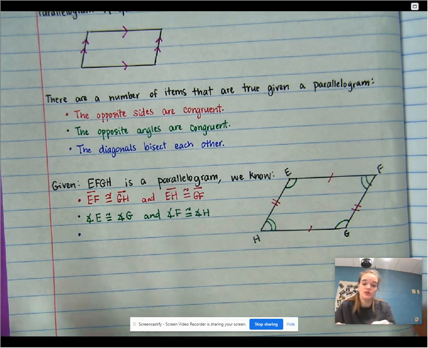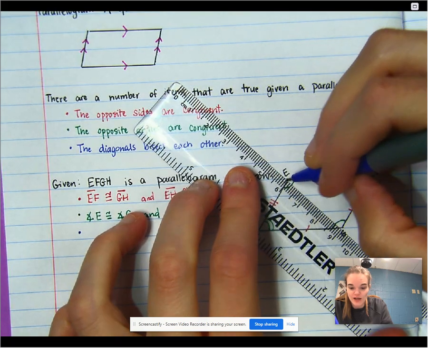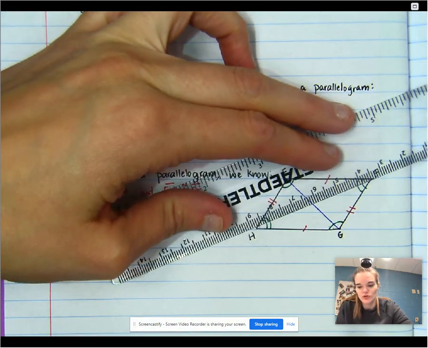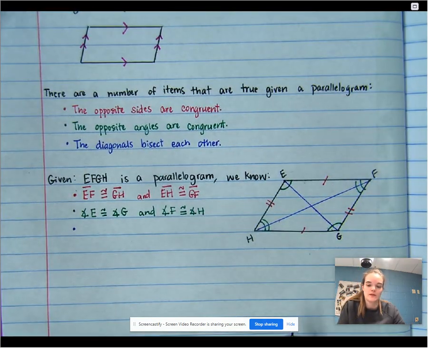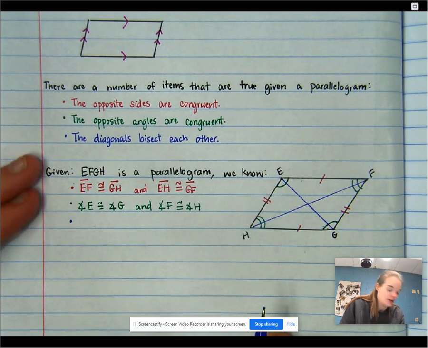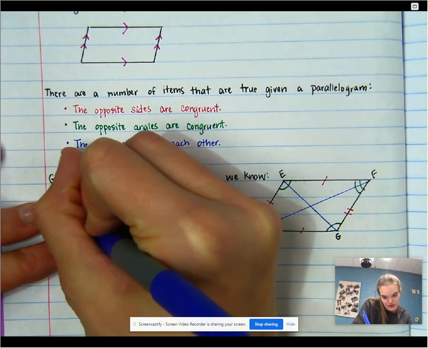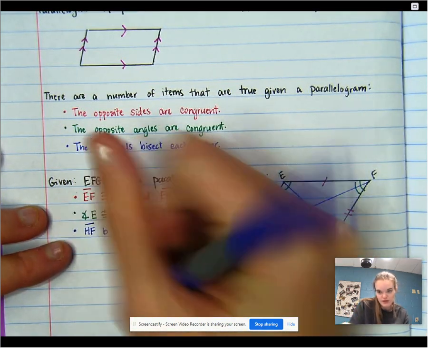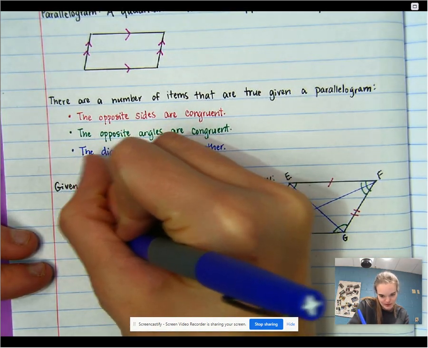I can pick up my straight edge. Here's a diagonal. A diagonal goes from opposite angles, or opposite vertices. There are 2 diagonals in any quadrilateral. So this means that they bisect, or they cut each other in half. We'll draw that. So HF, you put and, not B there. I was about to say bisects.